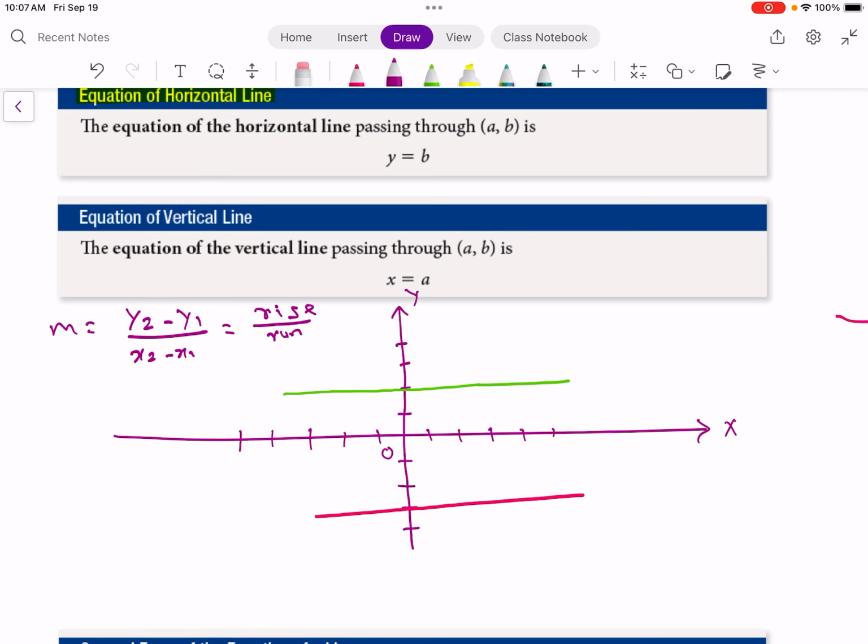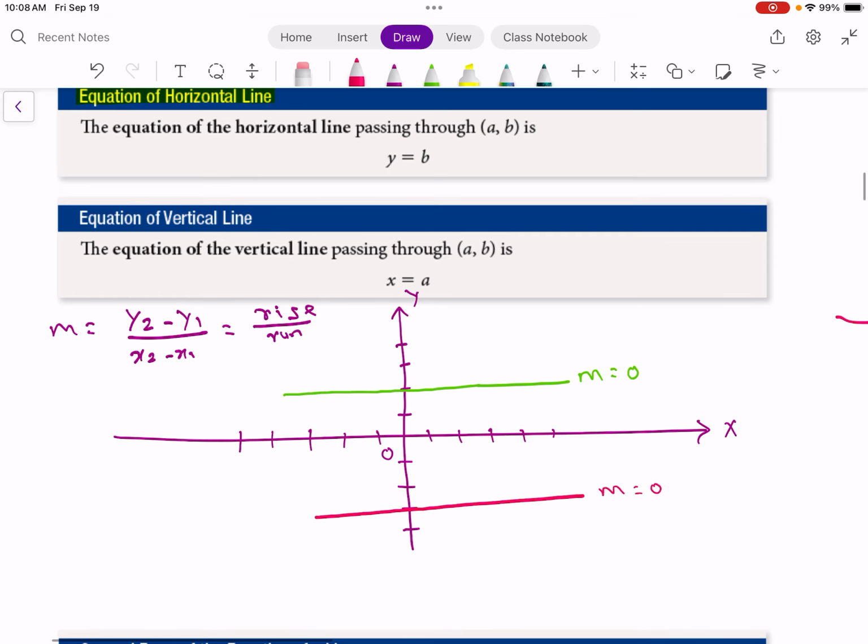Now if we move along that green horizontal line, what is the rise? Are you going up or down if you are moving along that green line? It means there is no rise, right? No rise means it's 0. And if we have 0 in the numerator divided by some number in the denominator, what is the final answer? It's 0, right? It means every horizontal line has a slope m equals 0.